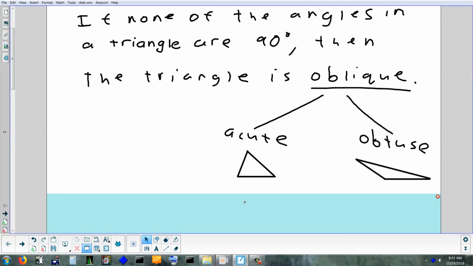How come you couldn't have two angles in a triangle bigger than 90? Corey? Yeah, it would be over 180. So when you're dealing with the kind of triangles we're dealing with, which are flat, all the angles have to add up to 180.